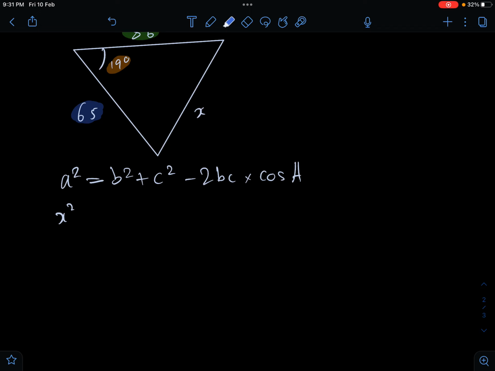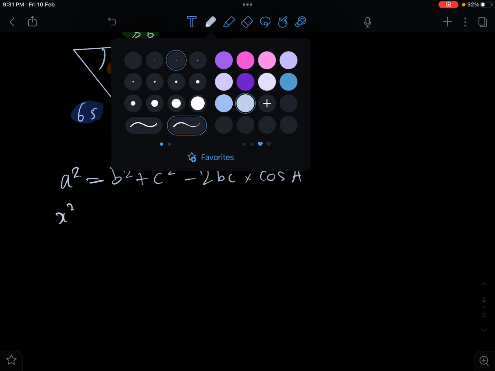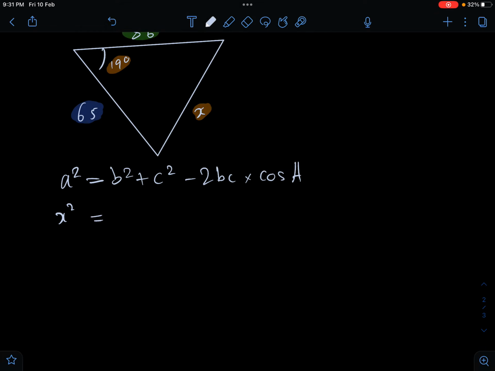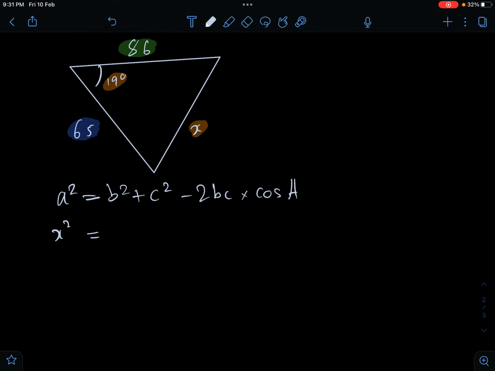So sub everything in, x squared. Oh, sorry, I didn't color this x over here. But that is our lowercase a. X squared equals b squared, which is blue. B for blue, easy to remember. 65 squared plus 86 squared.